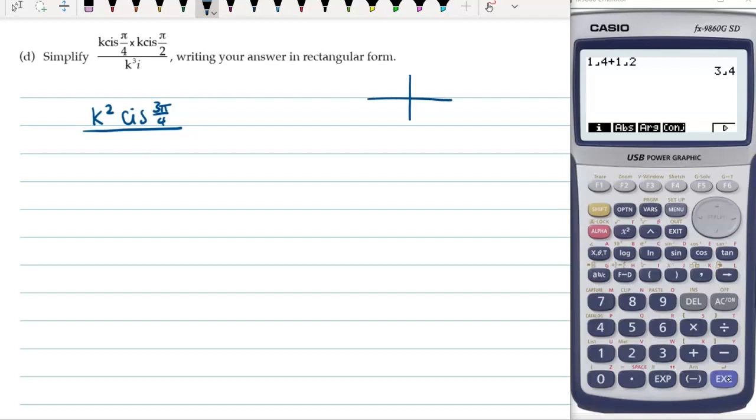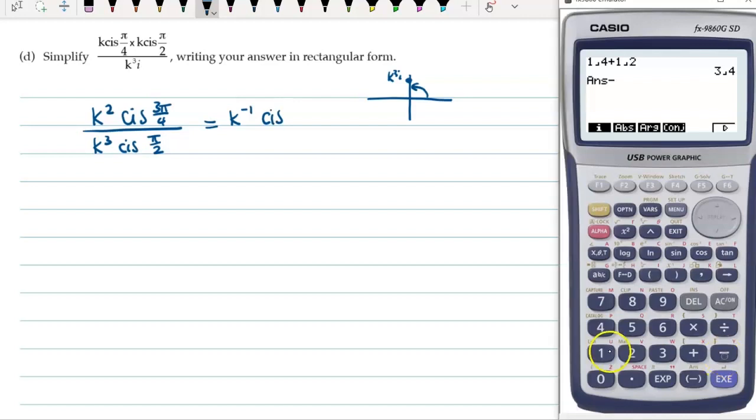So if we think about where k cubed i is on the Argand diagram, it's up here. So k cubed i will have an argument of 90 degrees, or pi by 2, and a length of k cubed. So this will be k cubed cis of pi by 2. Now if we are dividing, then the modulus gets divided. So the k squared divided by k cubed is k to the minus 1. And the argument gets subtracted. So we've got 3/4 pi minus a half is going to get us back to a quarter of pi by 4.